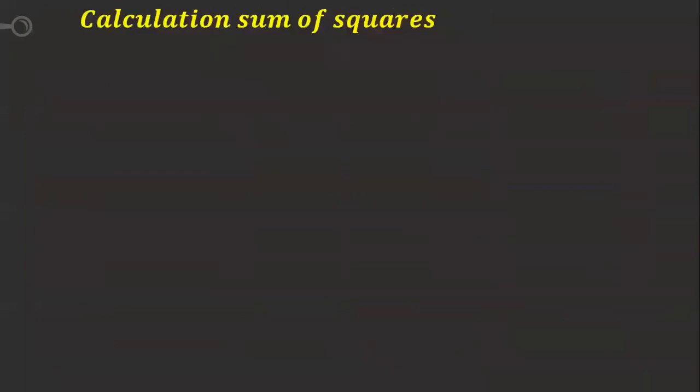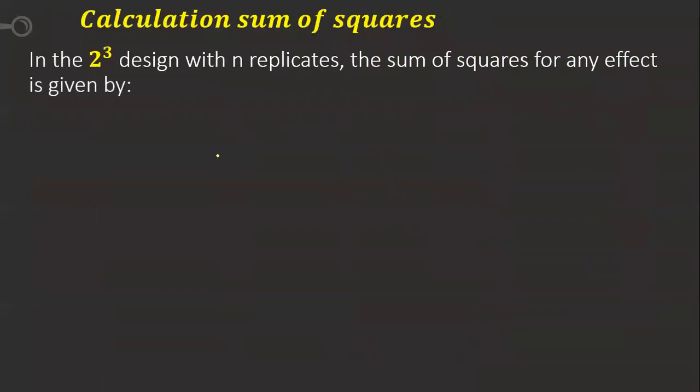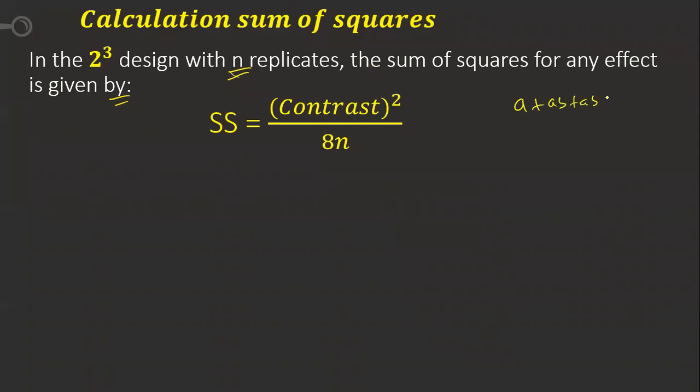Now the calculation of the sum of squares in the 2 cube design with n replicates: the sum of squares for any effect is given by the formula. You can remember this. Now, contrast. What is that contrast? A plus AB plus ABC, just like this. We have calculated 1 by 4, and now the same thing is called the contrast here. In the main effect calculation, the numerator has the calculation without the 4n, and that is called the contrast here. So SS is equal to contrast squared divided by 8n, we have to remember. Why is this coming as 8 here?